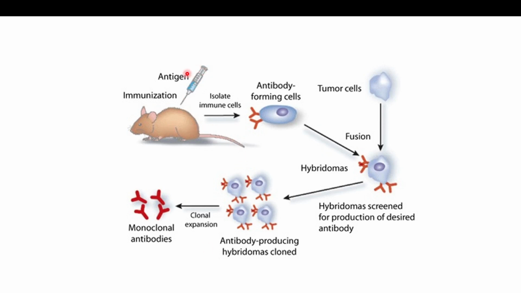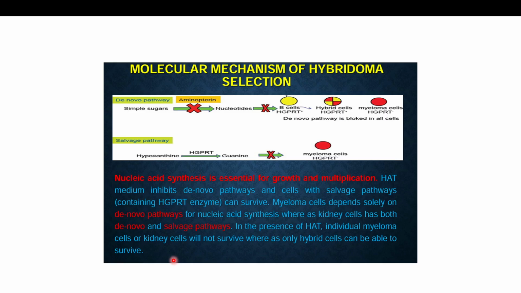So this is what is happening. Antigen is injected inside mouse. Immune cells, the B cells that are produced, are isolated. So these are basically the antibody forming cells against this specific antigen that has been injected. Then there's tumor cell, or myeloma cell, which is immortal. So overall, once this is fused, then you finally have a continuous supply of antibody producing cells, producing antibodies against the specific antigen. Then hybridomas are screened for production of desired antibody, and antibody producing hybridomas are cloned. Eventually, this gives rise to monoclonal antibodies.